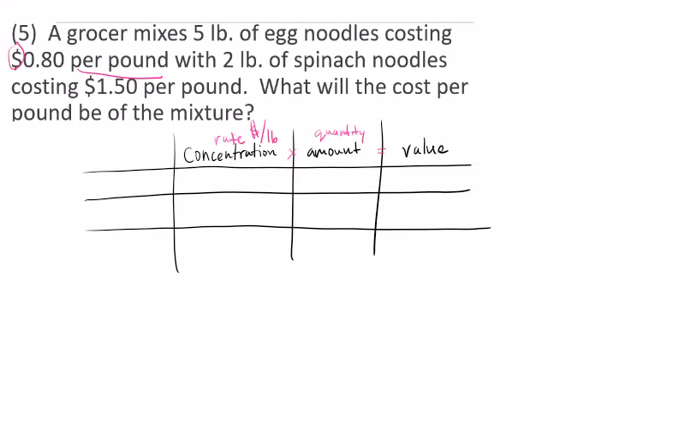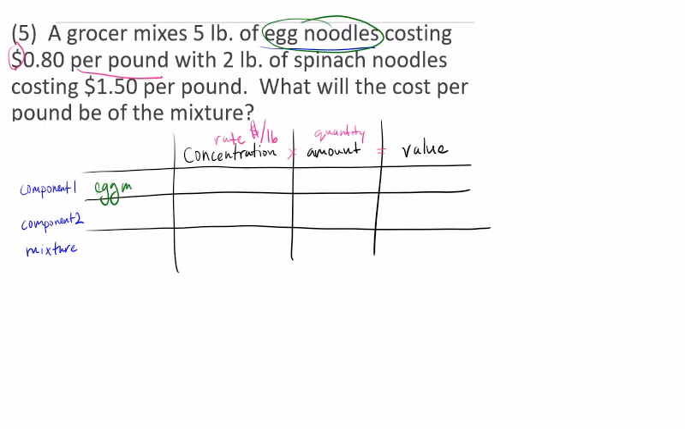All right, and so let's try to figure out the 2 components. Remember, we're always going to have component 1, and then a second component, and then our result is going to be our mixture, right? And so that's how the table will be in terms of its columns and rows. So here we mix 5 pounds of egg noodles. So our first component is egg noodles. Let me just circle it here.